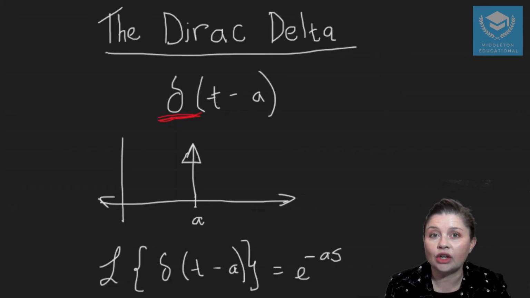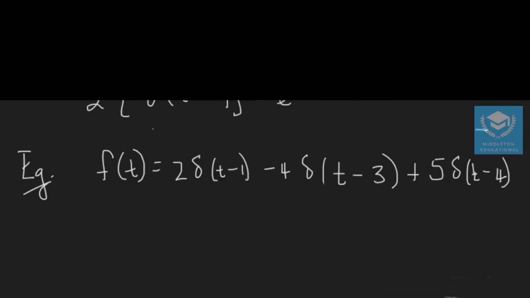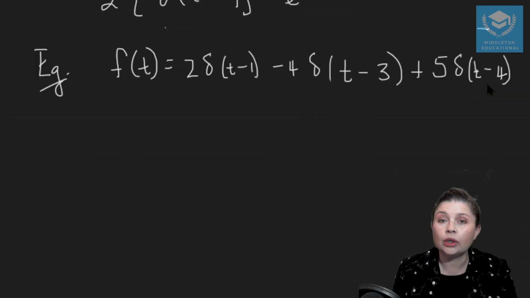So let's look at an example. Here we've got a function which is a discontinuous function. We know that because we have the Dirac delta in each of these terms. Inside of that Dirac delta, you'll see the first one is t minus 1, the second t minus 3, and the third t minus 4. What this means is that something is happening where t is equal to 1, 3, and 4.